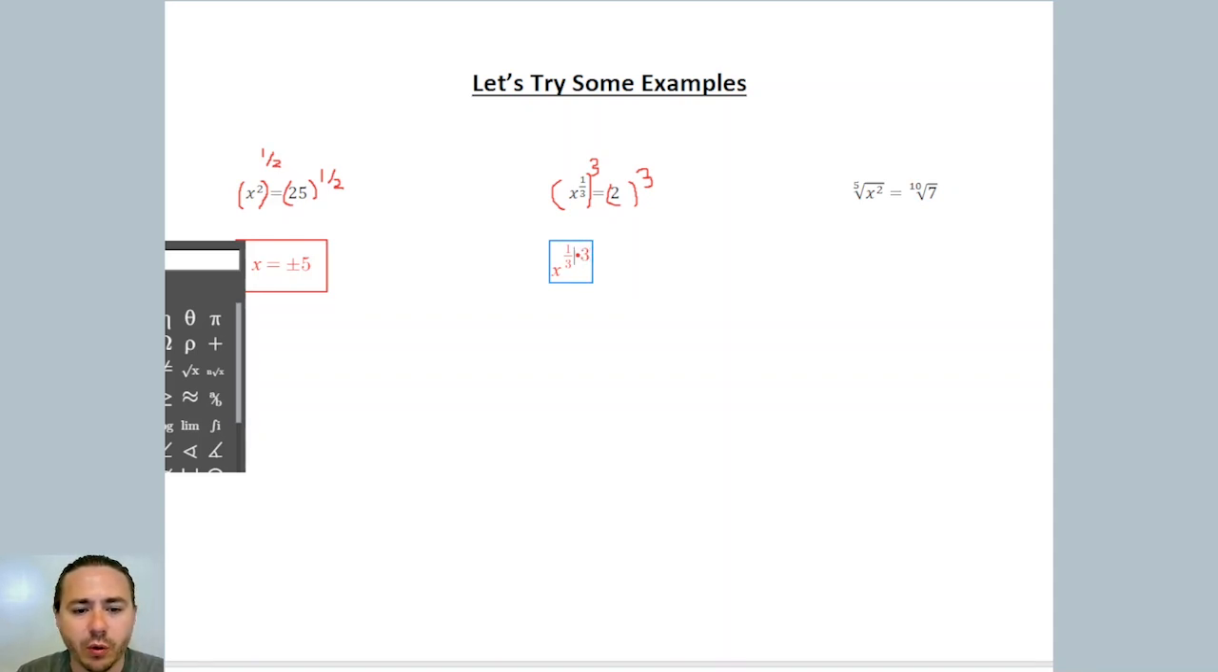So times 3, 1/3 times 3 is going to be 1, which is really what we want to happen. 2 to the 3rd power is 8. So what we end up getting is x equals 8.